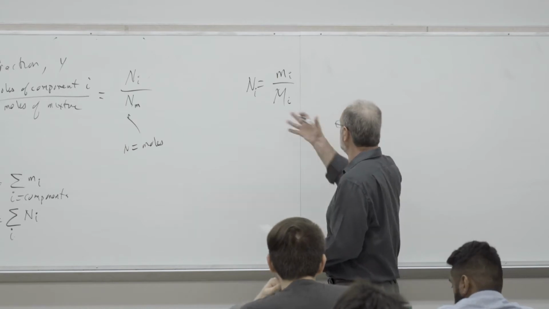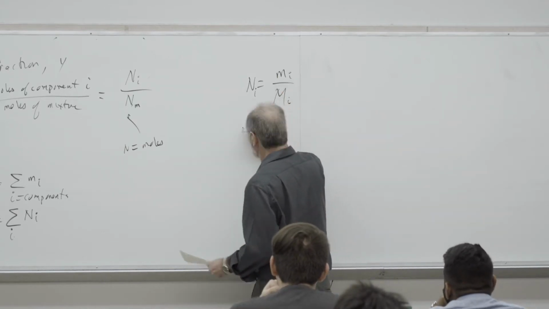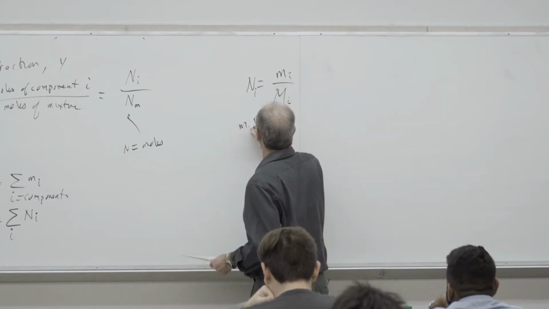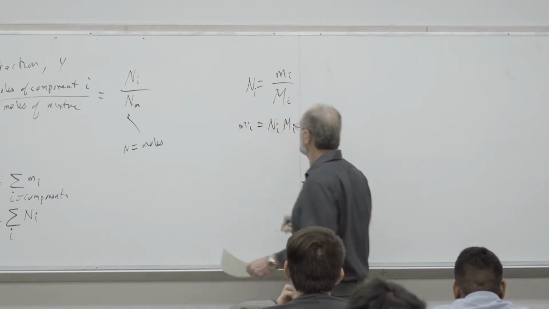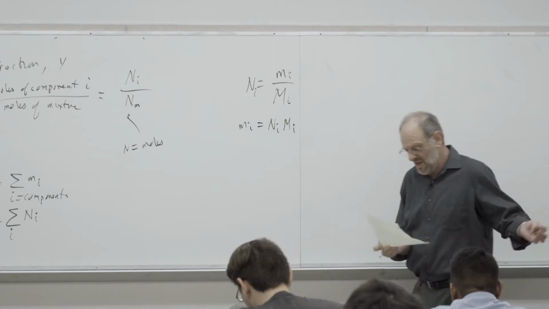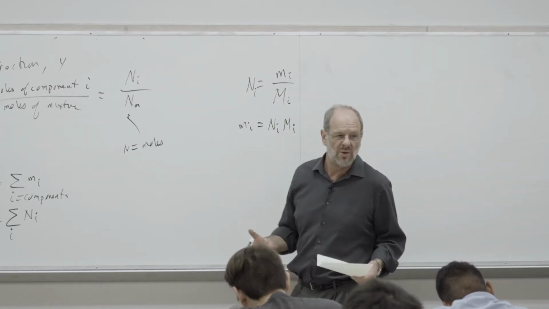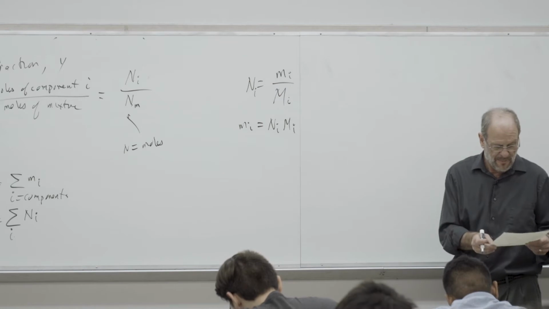And these equations can be modified. There are different ways to write this. Often we just write this as m_i is equal to the number of moles times the molar mass of component i. Now again, these are hopefully obvious equations, but still I need to write them down.